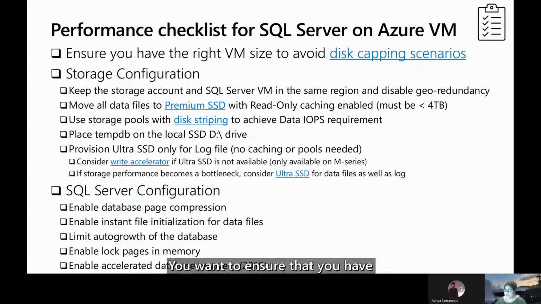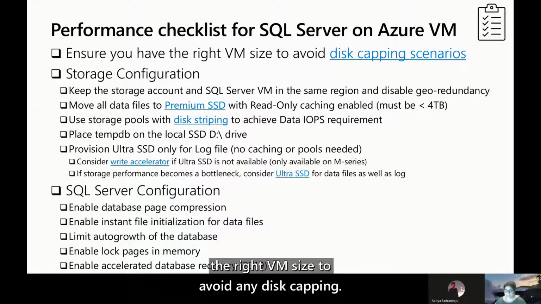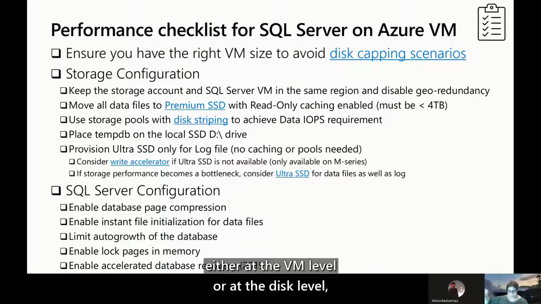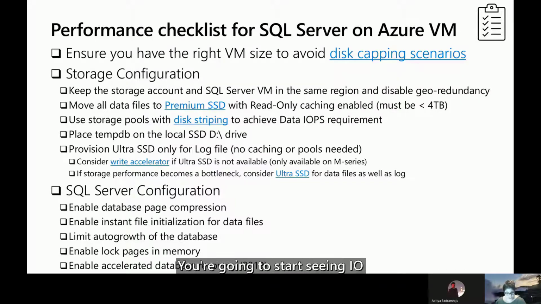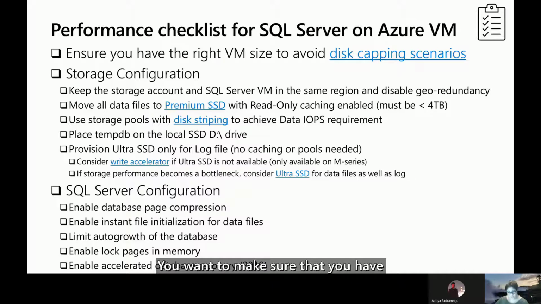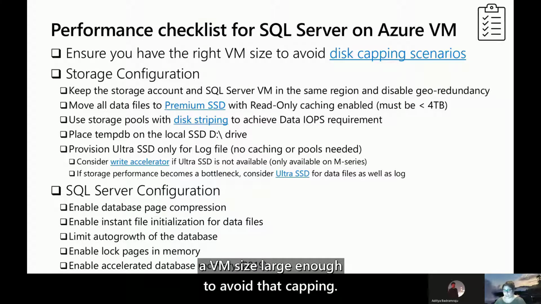So you want to ensure that you have the right VM size to avoid any disk capping. If the amount of IO that you're driving hits that cap limit, either at the VM level or at the disk level, you are going to have some performance issues. You're going to start seeing IO latency, and that's going to slow down your workloads. So you want to make sure that you have a VM size large enough to avoid that capping.